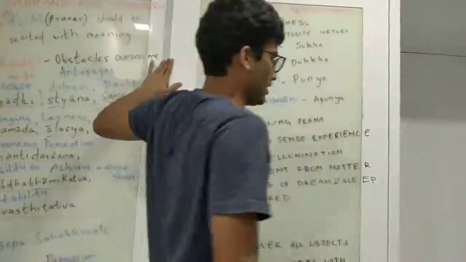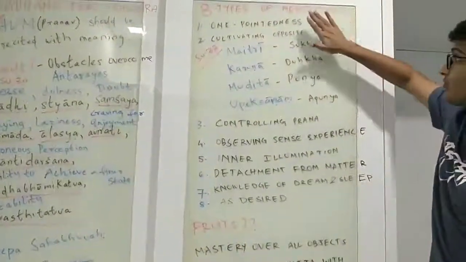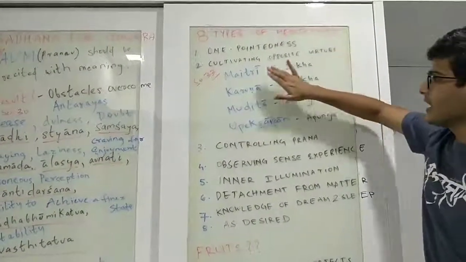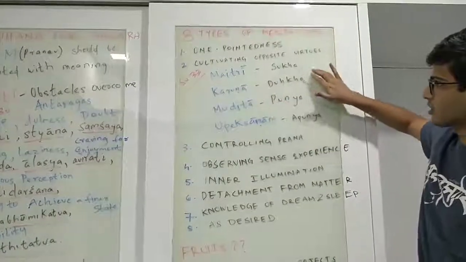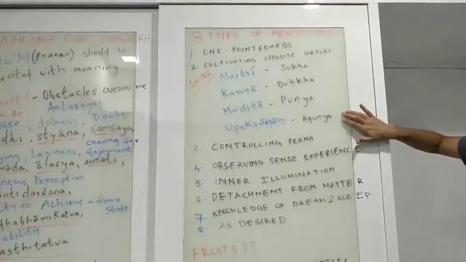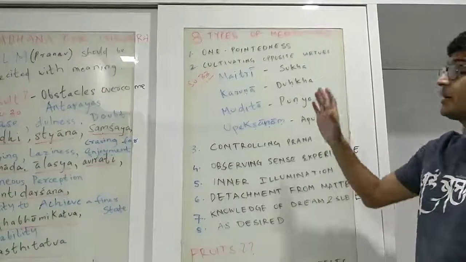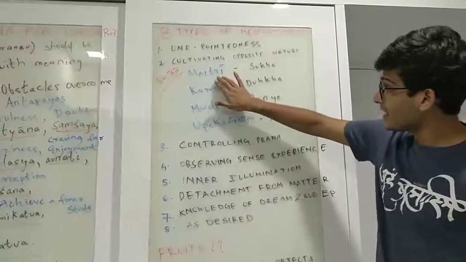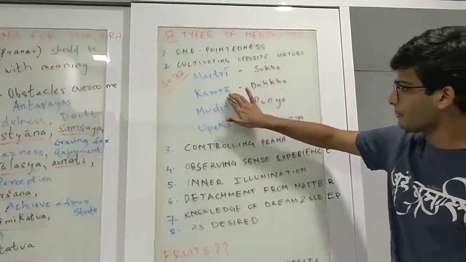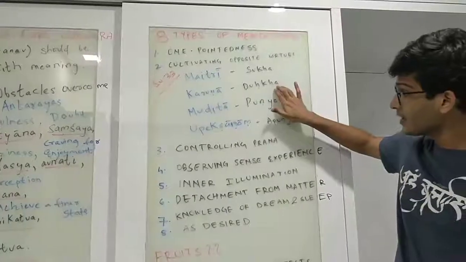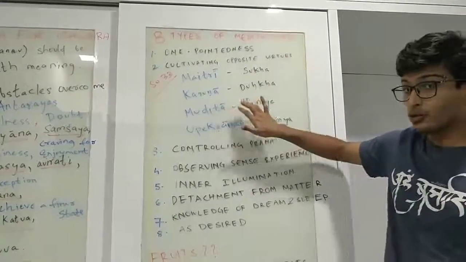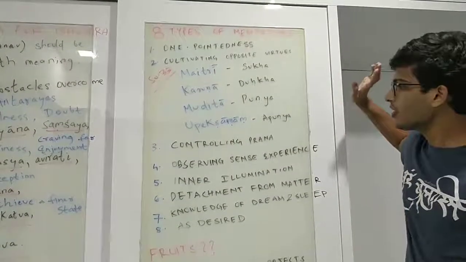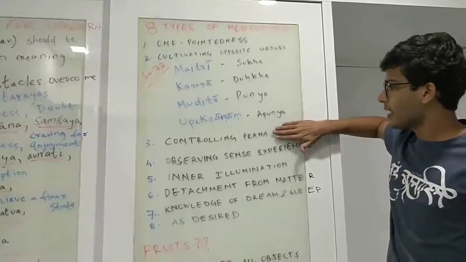After this, he says that the way out of Antarayas or the other obstacles are the 8 types of meditation. The first one is Ekatattva Abhyasa or one-pointedness. Then he says, or by cultivation of opposite virtues, which is Maitri Karuna Mudita Upekshanam, Sukha Dukkha Punya Apunya Vishayanam Bhavanaha Chitta Prasadanam. That bhavana, that feeling of what? We should be friendly to those that are happy. We should have compassion to those that are unhappy. We should be glad about those that are virtuous, and we should be indifferent to those that are full of vice.